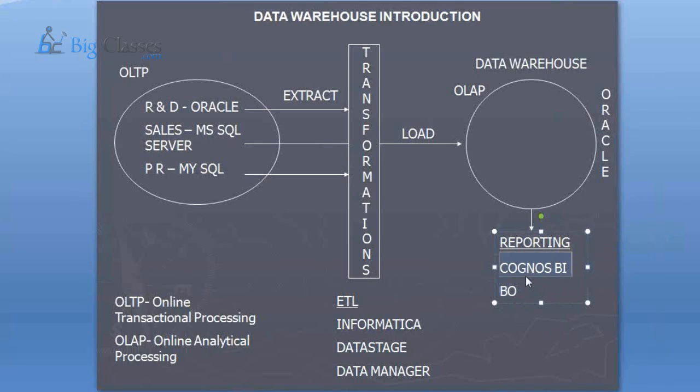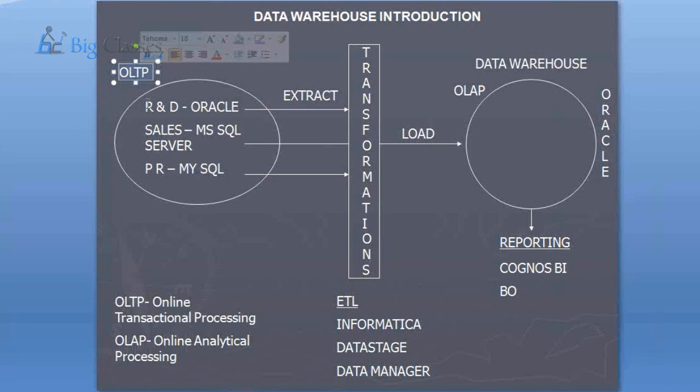Now this is about Cognos BI, a reporting tool. Before going into Cognos BI, we need to know something about the terminology like OLTP and OLAP. OLTP is online transactional processing. OLAP is online analytical processing. Data warehouse is OLAP, and this is a traditional system, OLTP. Then what is the difference between these two, OLTP versus OLAP?